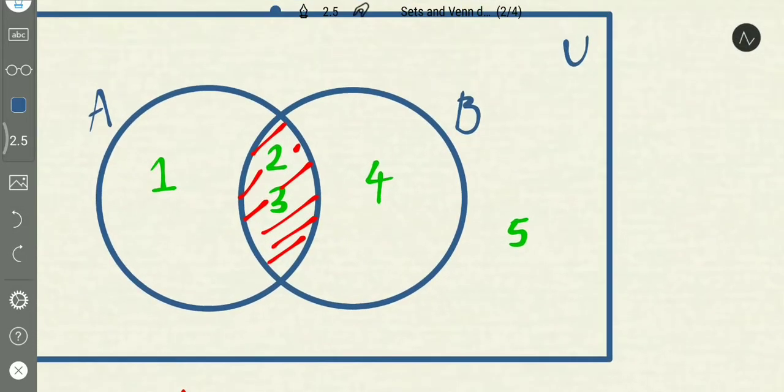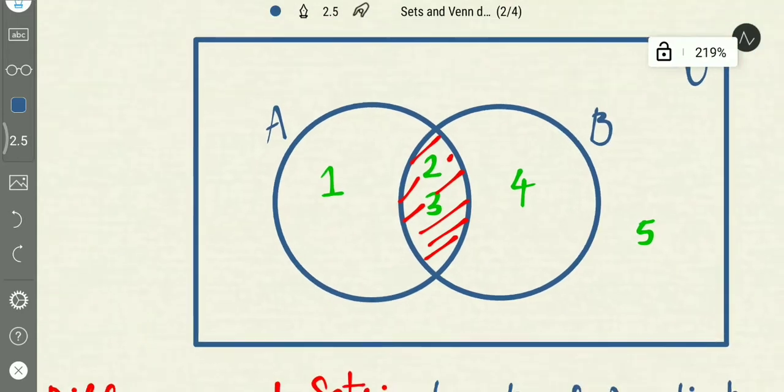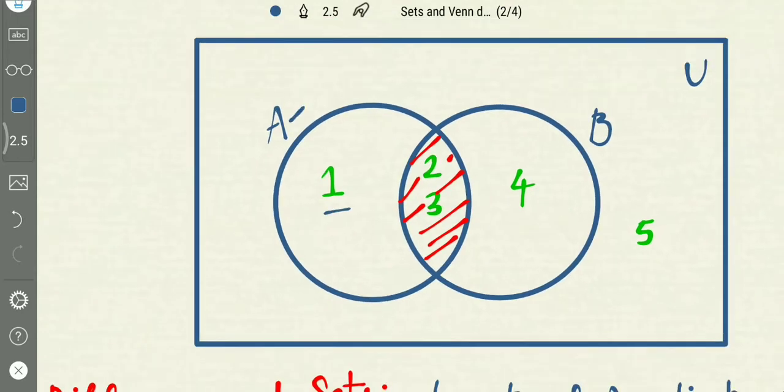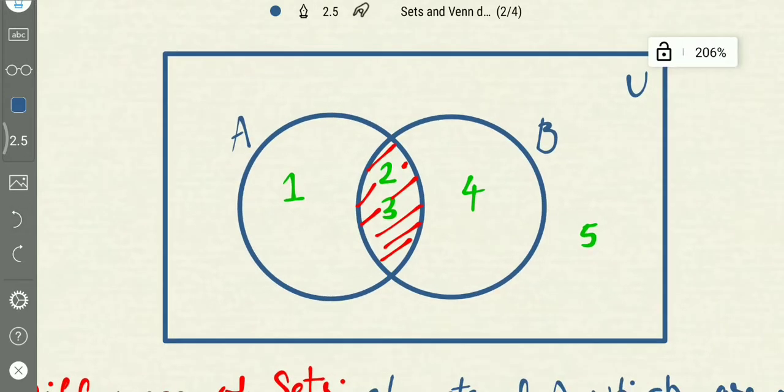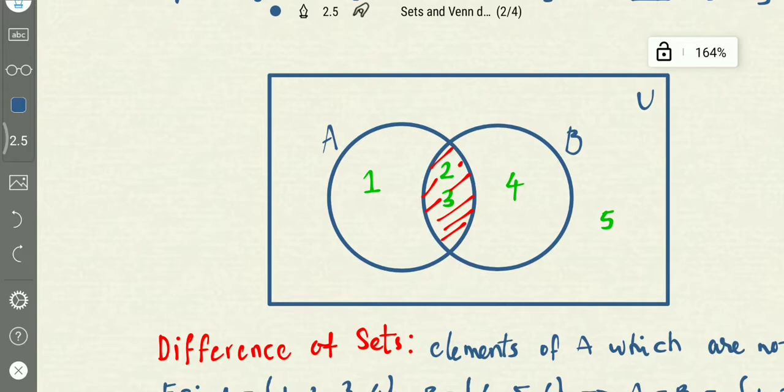If we represent this on a Venn diagram, A is a set having elements 1, 2, 3. B is a set having elements 2, 3, 4. The common part for both sets is 2 and 3. So this is a representation of intersection of sets. And this is the universal set having elements 1, 2, 3, 4, 5.